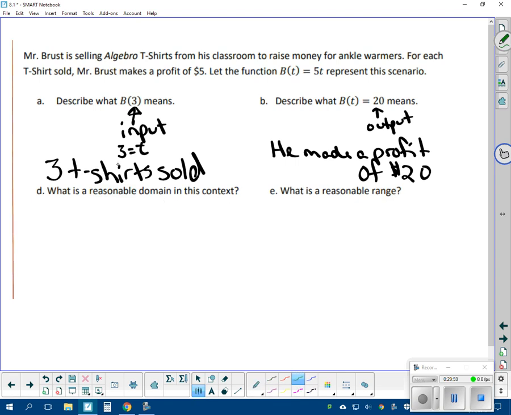What's a reasonable domain in this context? In other words, what could your inputs be? And when I think that, I always think, what could my inputs not be? We're talking about your inputs, being your t. t is the number of t-shirts sold. Well, we can't have negatives. That won't work. We're not going to sell negative number of t-shirts. What else couldn't you have? Can't sell decimals or fractions of a t-shirt. So a reasonable domain, well, it would have to be like 0, no shirts, or 1 shirt, or 2 shirts, or 3 shirts, or 4 shirts. I don't know how many he's going to sell, so I'm just going to leave it like that.